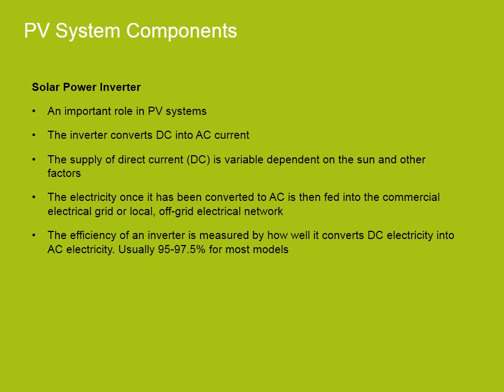The supply of direct current is variable, dependent on the sun and other factors. The electricity, once it has been converted into AC, is then fed into the commercial electrical grid or local, off-grid electrical network. The efficiency of an inverter is measured by how well it converts DC electricity into AC electricity. Usually this is 95 to 97.5% for most models.